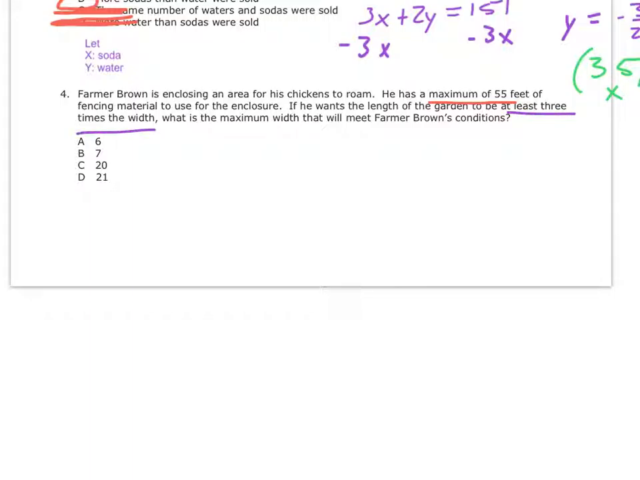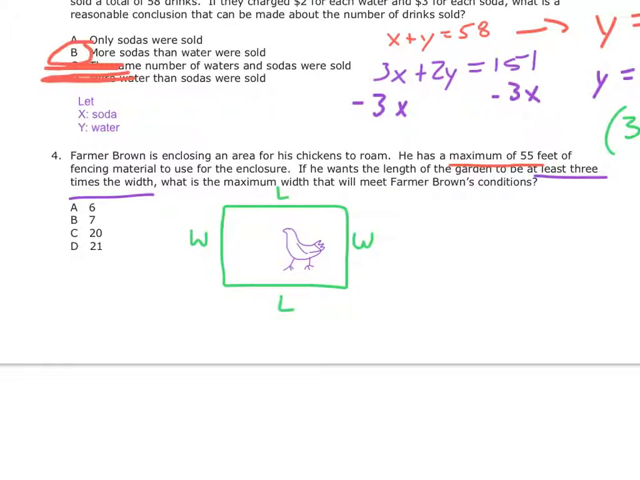But first thing we want to do is always make a picture whenever you can. So we've got a nice area for our chickens, so let's make a picture of our fenced-in area for our chickens. So we've got our fenced-in area. We've got one gigantic purple chicken living in it. He's nice and happy. And it says we've got a maximum of 55 feet of fencing material. Well, if we think about what that means, if you're going to make a fenced-in area, it's all dealing with perimeter because it's just the outside of it.